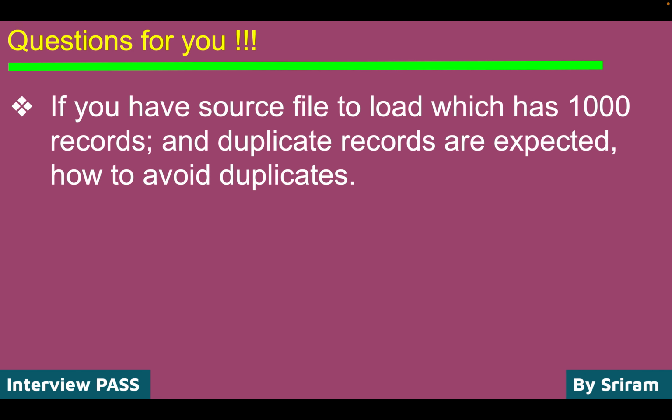If you have a source file to load which has 1000 records and duplicate records are expected from the source, how to avoid duplicates? Okay, you may be thinking it's simple. You can use a sorter, right? Or you can use a source qualifier override to get distinct records, so that you can avoid the duplicates.